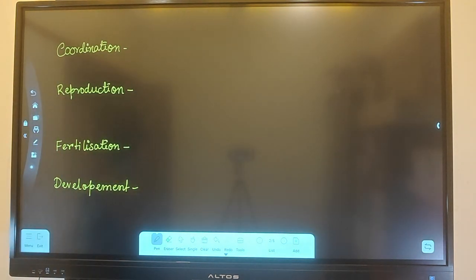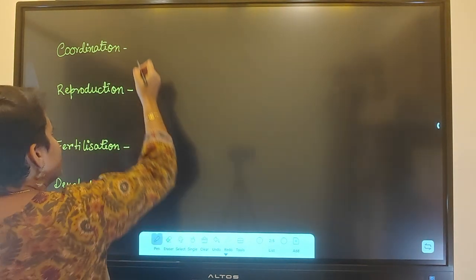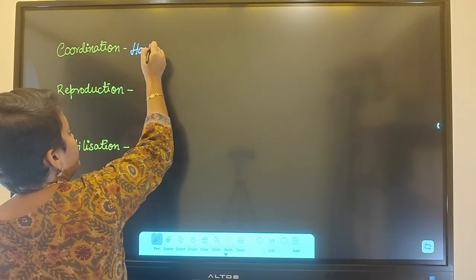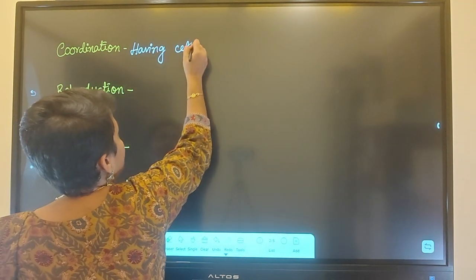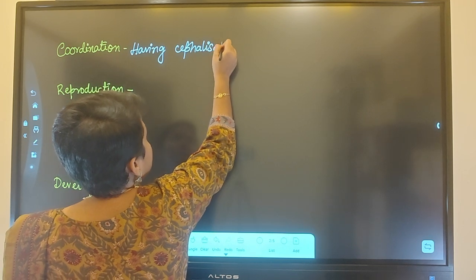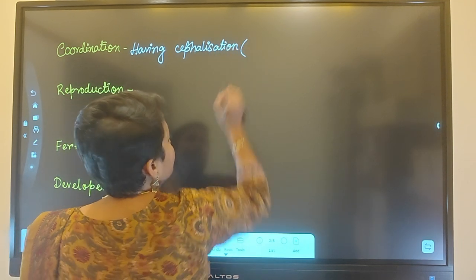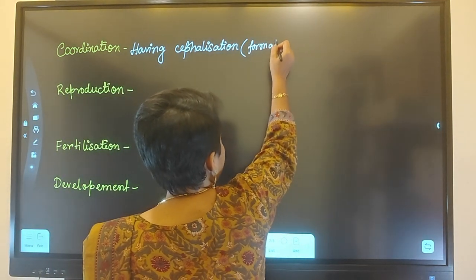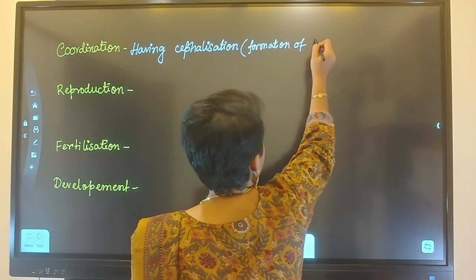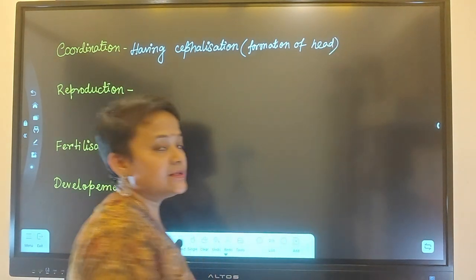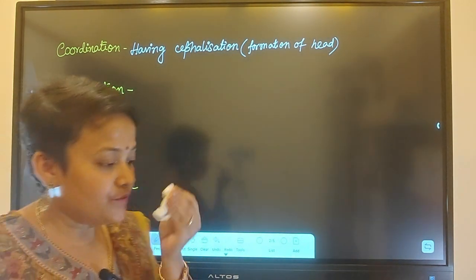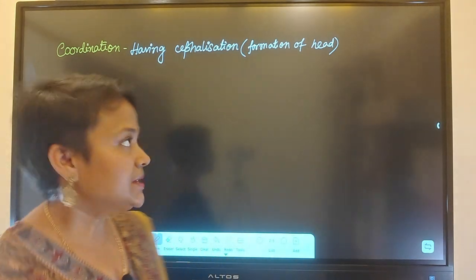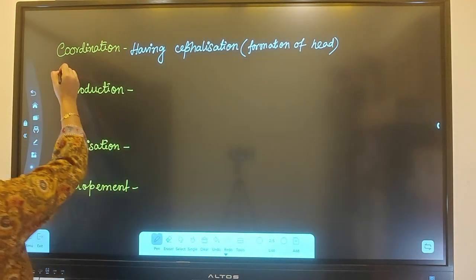Coming to the next point, which is coordination. They have cephalization. What does cephalization mean? It means there will be formation of a head. And the nervous system in the ctenophorans and cnidarians is net like, but here the nervous system is ladder like.